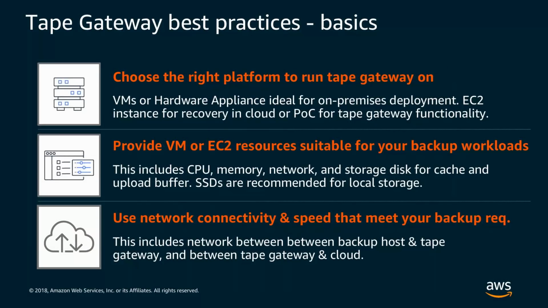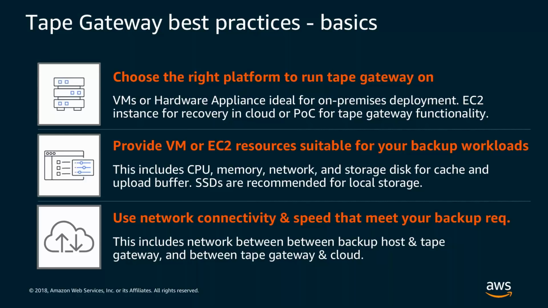Next, let me dive into some best practices for the tape gateway, starting with the basics first. As I was showing you earlier, you have multiple platforms or options available to you to deploy your tape gateway on. This includes ESXi, Hyper-V, the newly launched hardware appliance, or tape gateway in EC2. So you will want to select the right type of platform for your needs. VM or hardware appliance is ideal for on-premises deployment, and EC2 is ideal for recovery of data in cloud or quick proof of concept, as I was mentioning earlier. The second one here is allocating the appropriate CPU, memory, network, and storage resources necessary for running the tape gateway to meet your backup workloads.